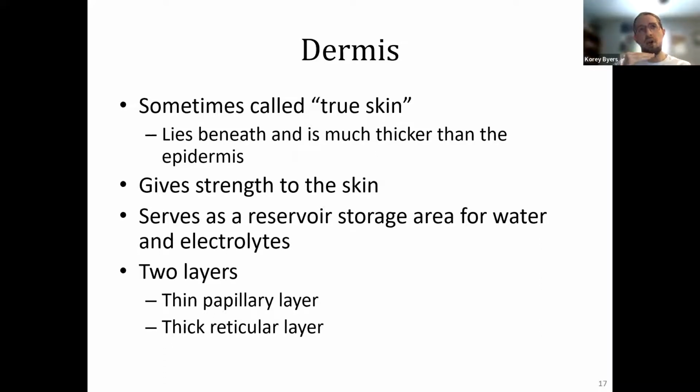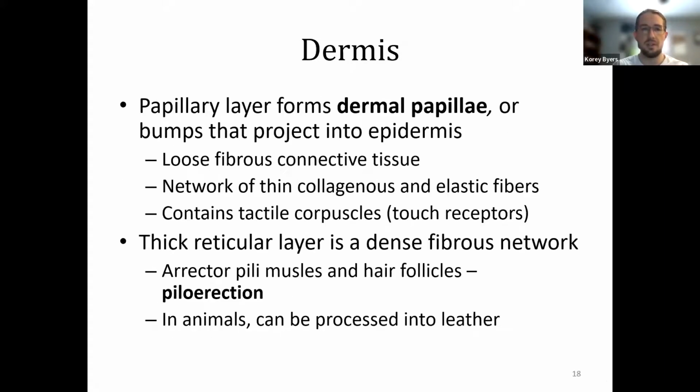It doesn't have all of those different layers that the epidermis does. It's much simpler. We have a thin papillary layer and a thick reticular layer. So we don't have to worry about separating it into all those different layers that we did with the epidermis. Our thin papillary layer forms what we call dermal papillae. Papillae are little tiny bumps, like the papillae on your tongue. It just means a bunch of bumps. And so these dermal papillae actually project into the dermis.